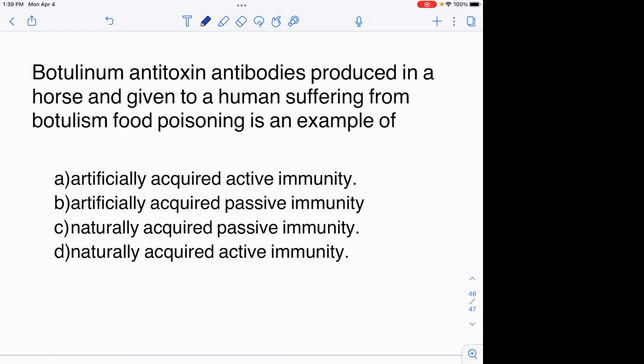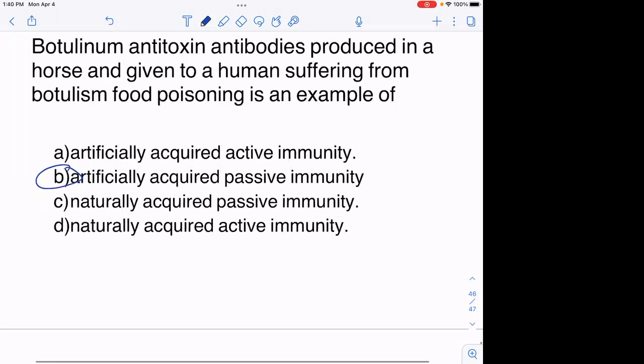So in this example, we are exposing a horse to botulism in some kind of small amount that won't kill it, obviously, letting the horse make antibodies to that, and then harvesting those antibodies from the horse and giving them to a human. So that's going to be not natural, right? That's going to be artificial. And then when you just give somebody antibodies, that's passive because the person's not making the antibodies themselves, right? So artificially acquired, passive immunity. I think there are a few homework questions that let you practice with that as well.